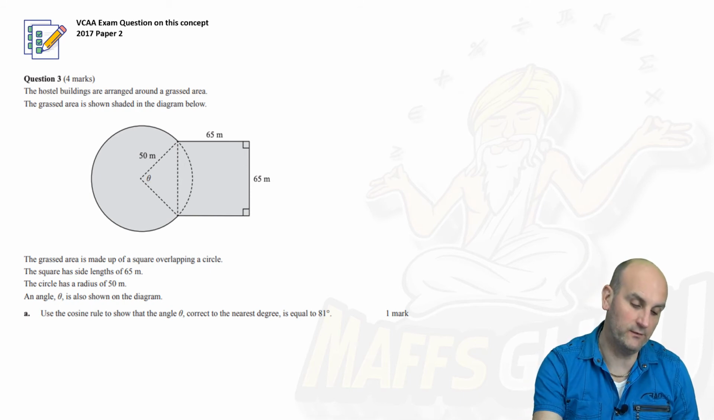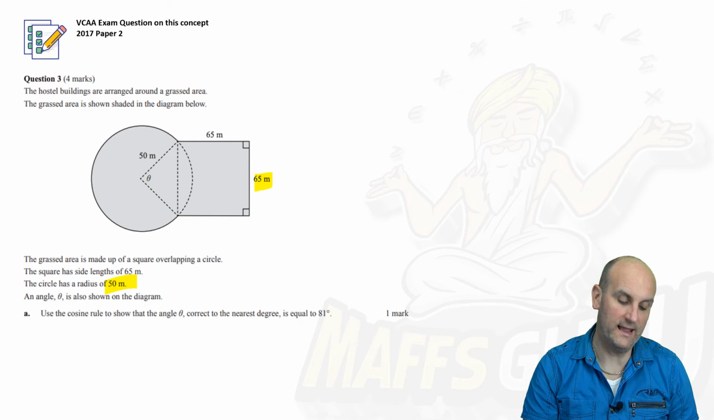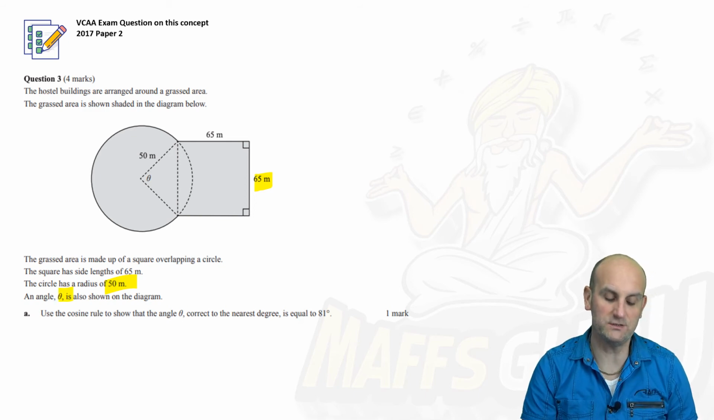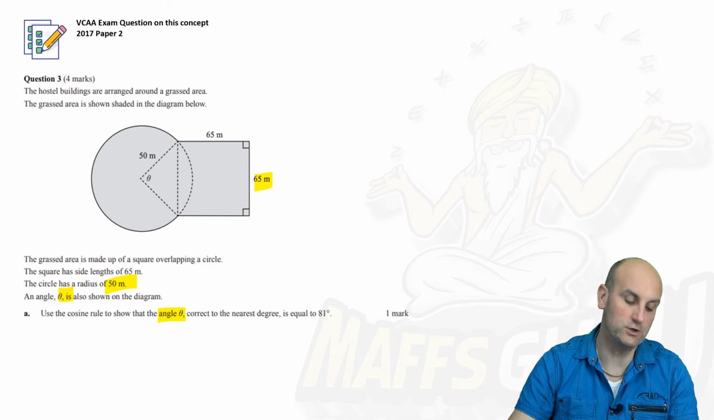Now actually, believe it or not, that is going to try and help us here. The circle has a radius of 50 meters. An angle theta is shown on the diagram. Use the cosine rule to show that the angle theta correct to the nearest degree is equal to 81. Now when it says show that question, it wants you to show the working out.